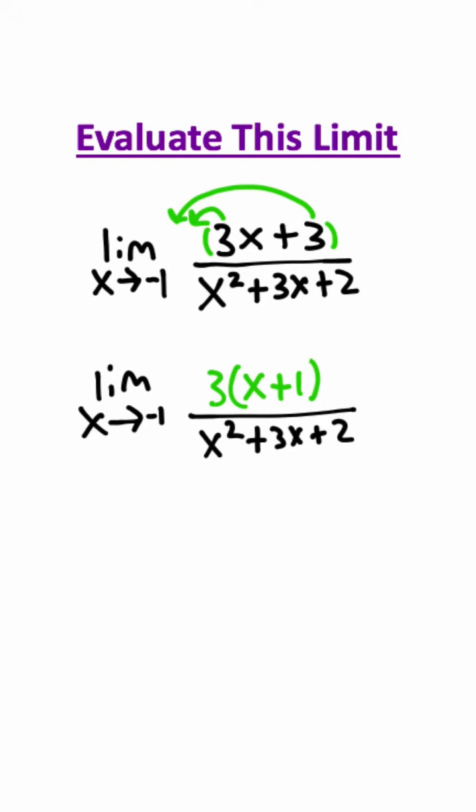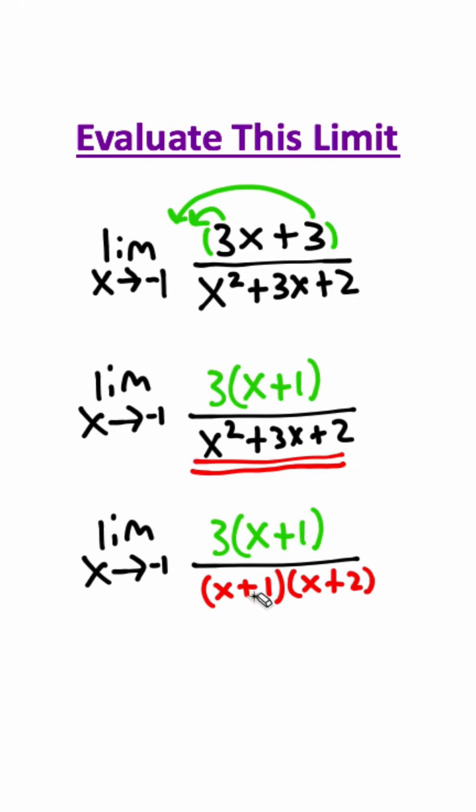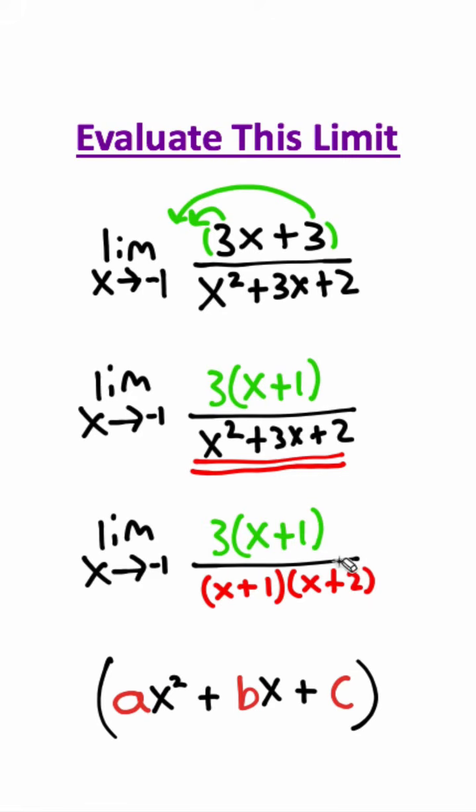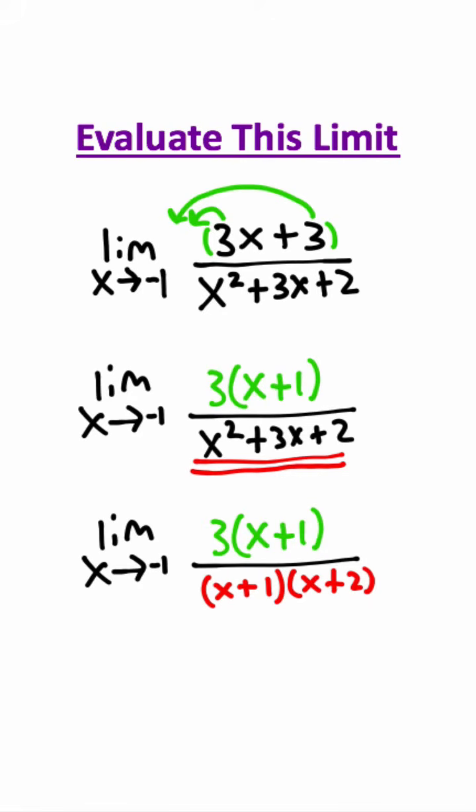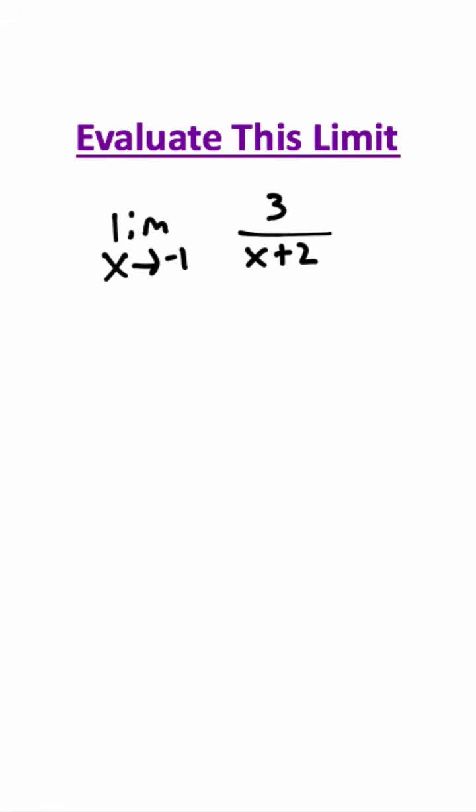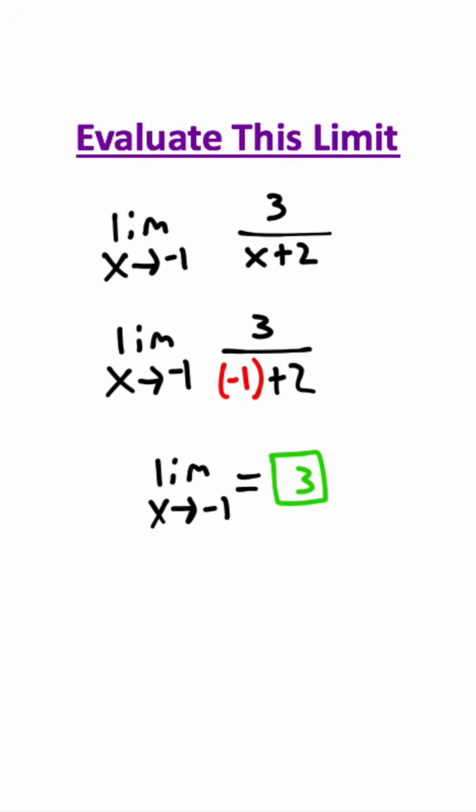So I can factor that 3 out of the top, and I can also factor the denominator of the expression to be x plus 1 times x plus 2. This is because 1 and 2 will add to give you 3, which is this b term, and multiply to give you 2, which is the c term. You can cancel the x plus 1's, and you'll end up with 3 over x plus 2. Plug in -1 to this expression and you get 3, and that's the limit evaluated.